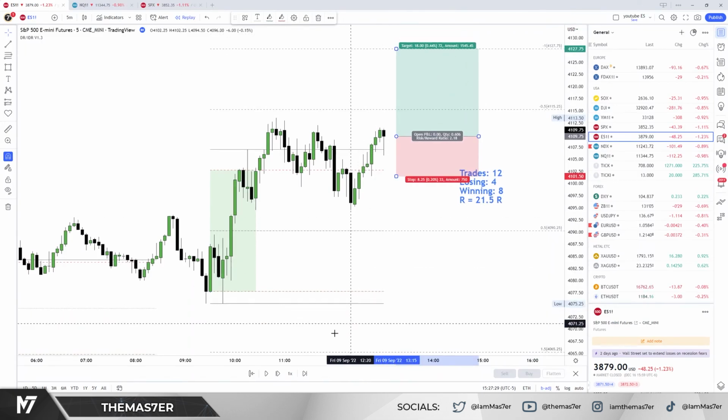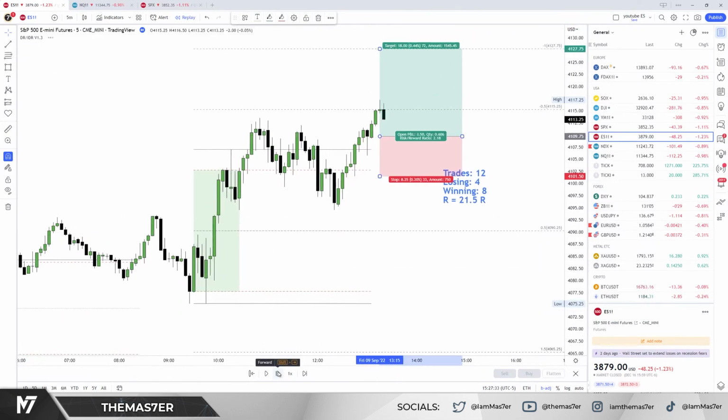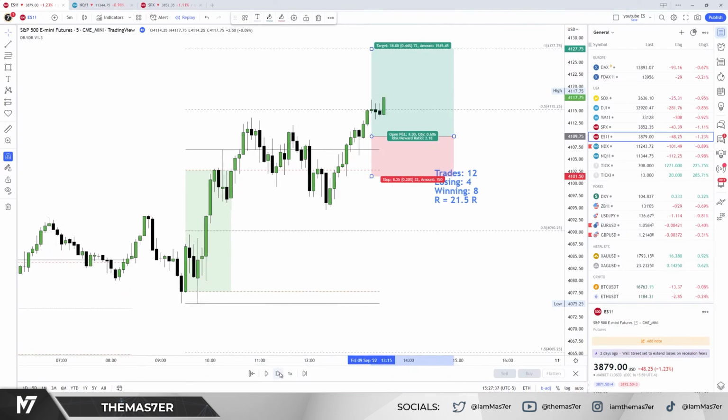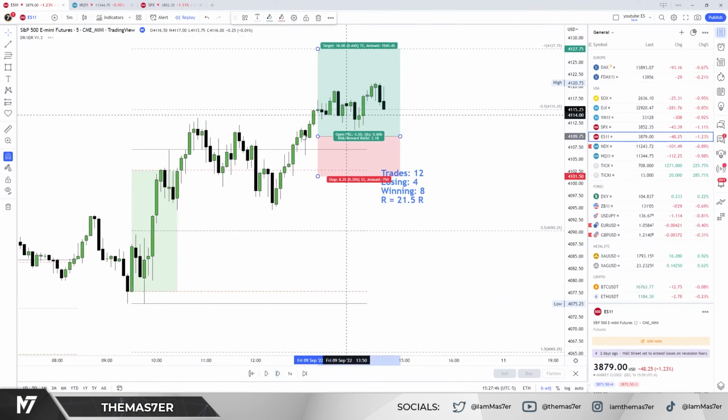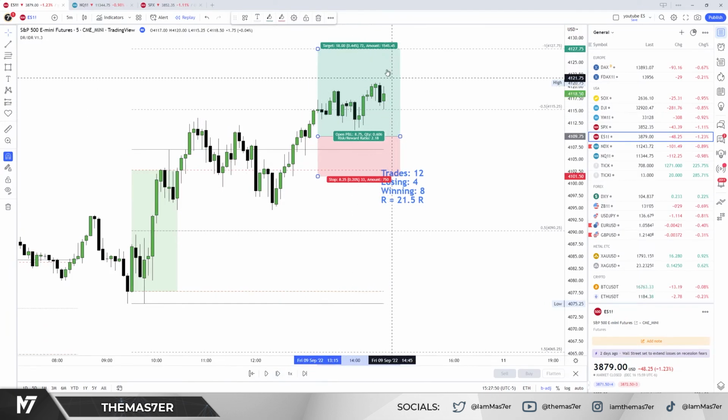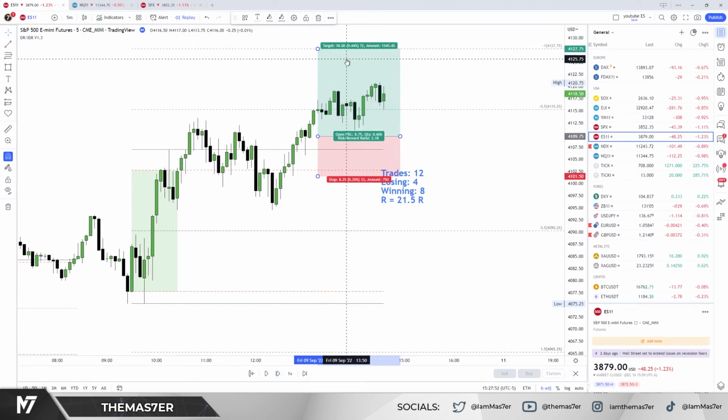Our target would be, we're having a range expansion day, so we are looking for at least 1.0 expansion. We are reaching 0.5, we are not taking any partial here, it's not enough to take partials. So it seems like we are rejecting from the 0.5, but it's not a clear rejection in my opinion.